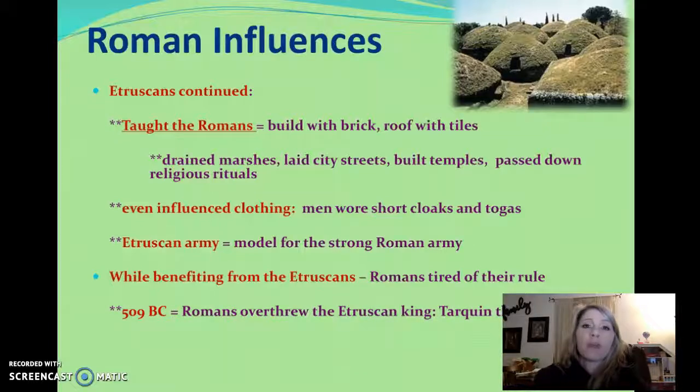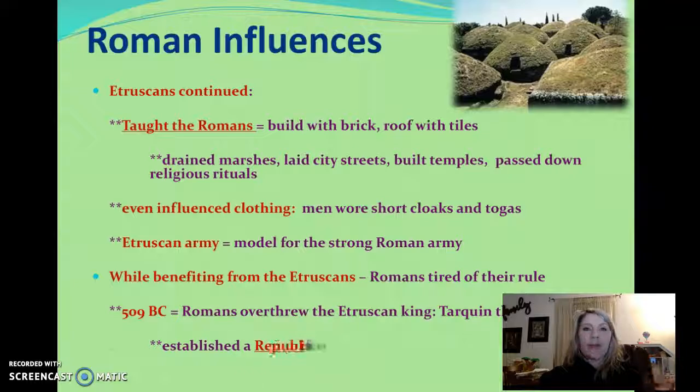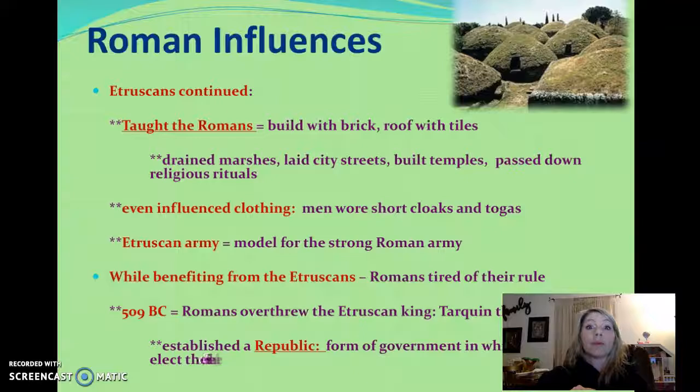So they're going to overthrow a guy named Tarquin the Proud. Okay, Tarquin the Proud was the last king of the Etruscans. Okay, the Romans are going to come in, overthrow him, okay, and set up a new government. The government they decided to set up was something called a republic. Okay, and we should know this because our government is also a republic. Okay, so it's a form of government in which citizens elect their leaders, and we're going to get into how this republic works in the next section.